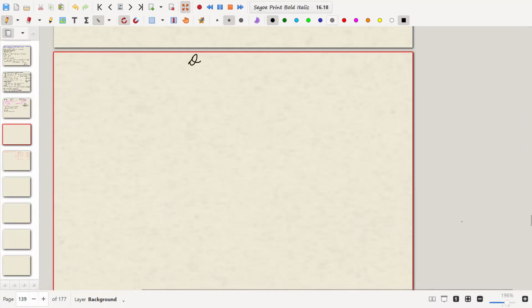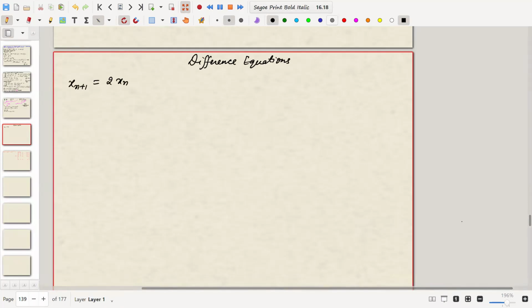So we'll start with difference equations. As I wrote you already, let us start with this equation: x_{n+1} = 2x_n. Suppose x0 is 0.1, then x1 is 0.2, x2 is 0.4, x4 is 1.6, x5 is 3.2.